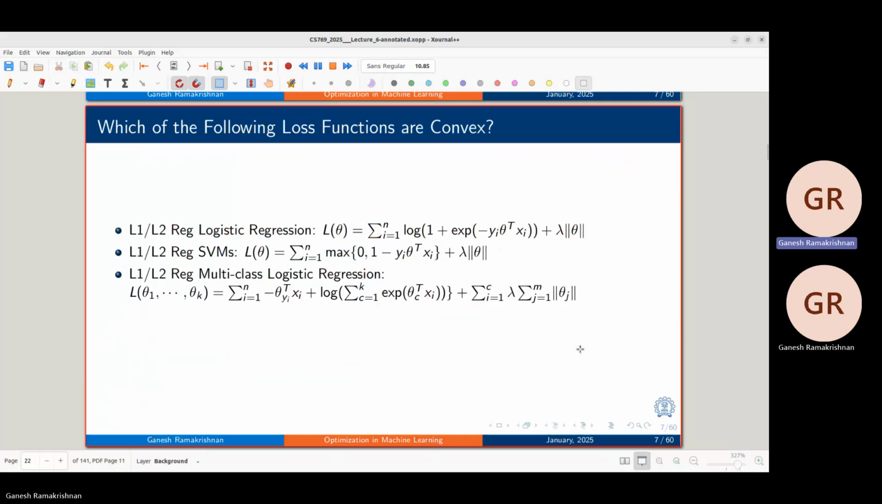The third: L1 and L2 regularized multi-class logistic regression. Yes.